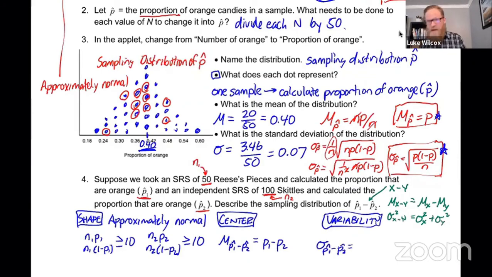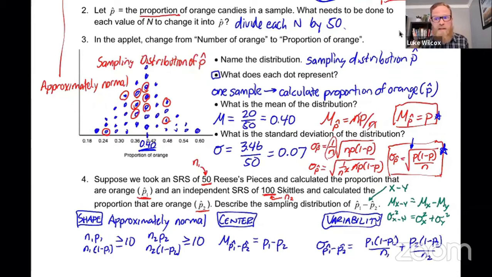Well, right here, I have the formula for standard deviation. In order to turn that into a variance, I'd have to square it. Squaring it is just going to get rid of the square root. So the square root goes away, and what we end up with is p1, 1 minus p1, all over n1. That's the first variance, plus the variance of the second population, p2, 1 minus p2, all over n2.